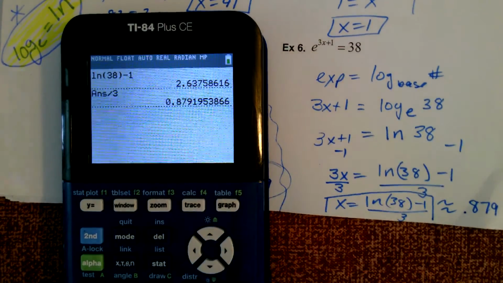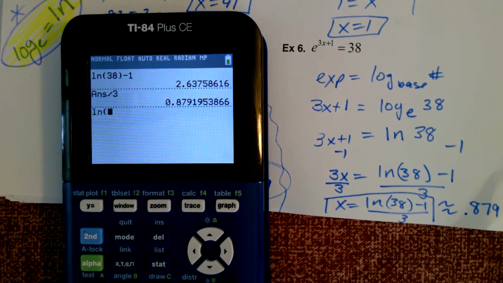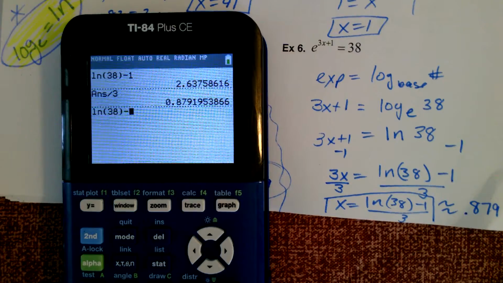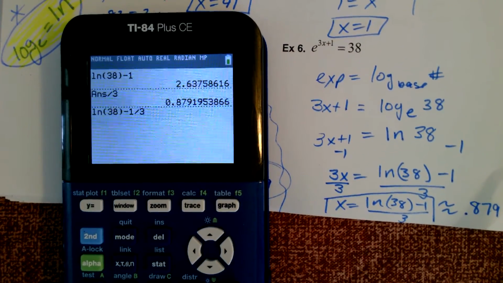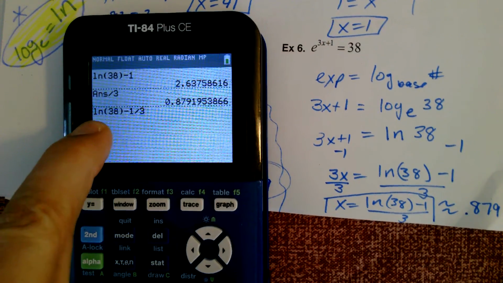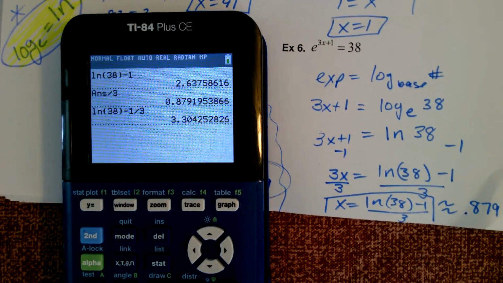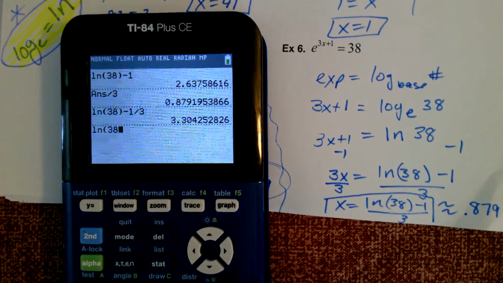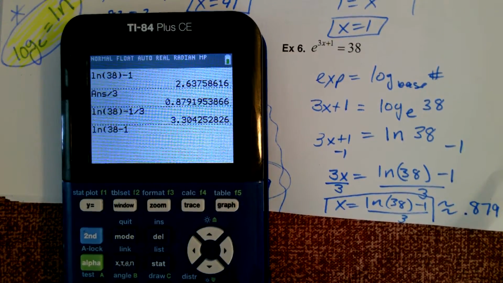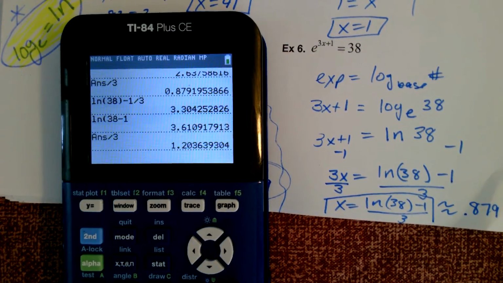0.879. Mistakes that we see: people do natural log of 38, close it, minus 1, divide by 3. Well, you're dividing the 1 by 3, but you're not dividing the natural log of 38 by 3. So you're not going to get the right answer. People also forget to close parentheses. They'll do that, divide by 3. That's not the right answer.